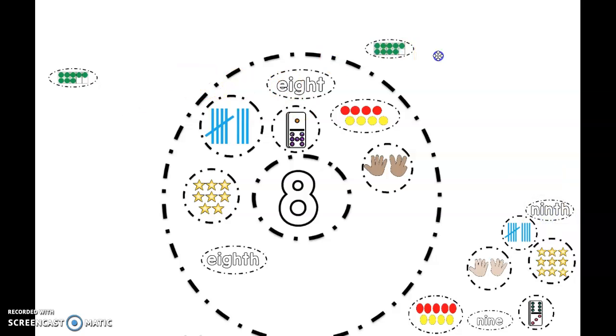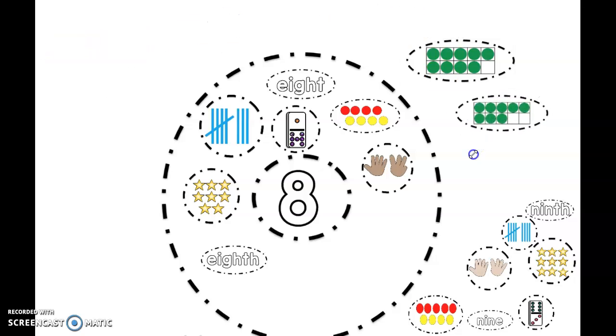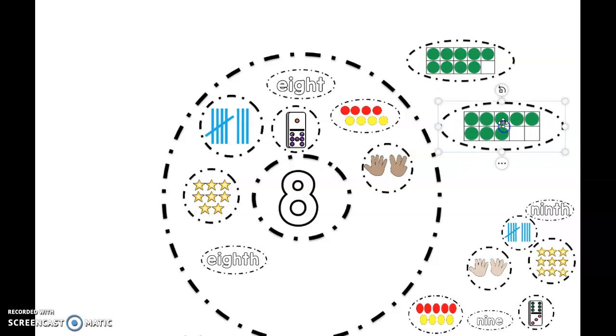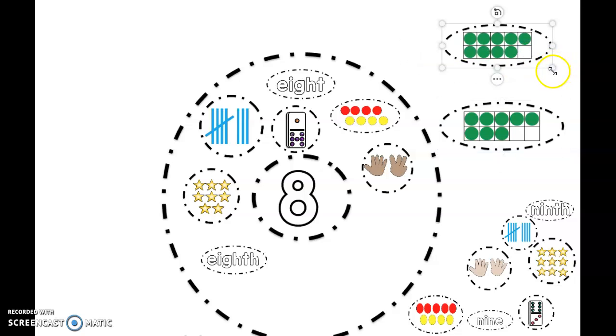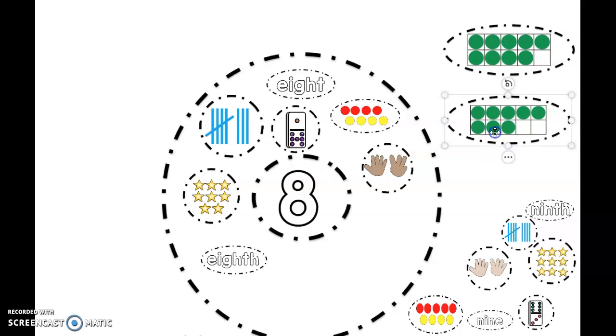No. All right, so I need to look at my 10 frames. 10 frames is a counting strategy. If I have 10 frames or 10 squares and they're all filled up, I have 10. But I only want 8. So which one do you think has 8? The top one? Does this one have 8? Or does the bottom one have 8? What do you think? Top or bottom?